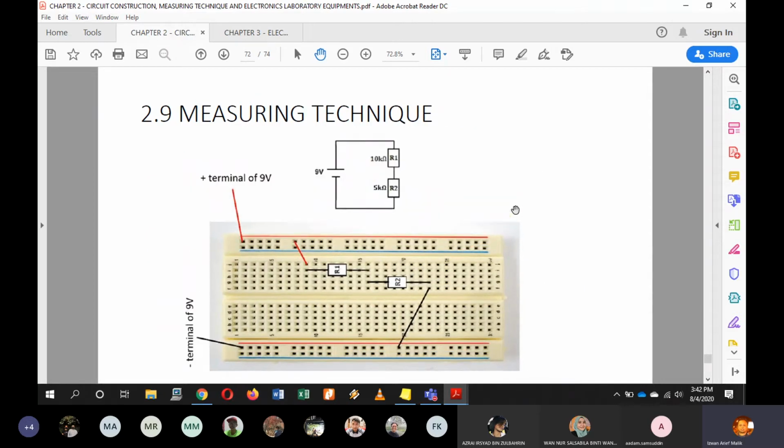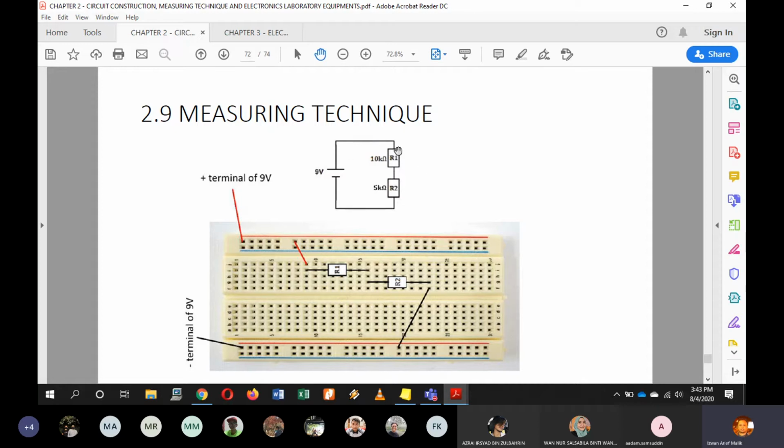Measuring techniques here, okay, we have an example of a circuit of a 9 volt. For example, this is our battery with a resistor 1 of 10K and resistor 2 of 5K. So you place them like this for R1 from this point up until this point, and then R2 at the same column, another row, connect one pin of this R2 and then another pin which is here.